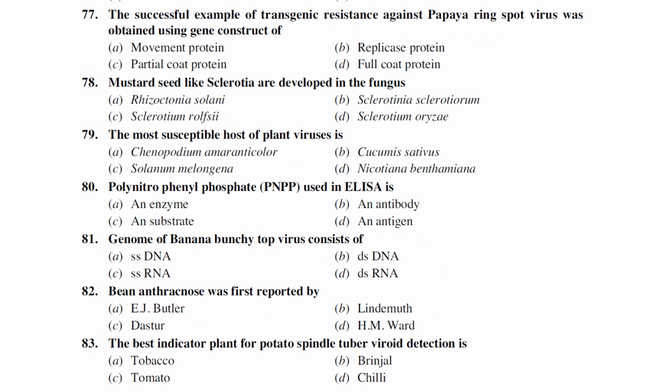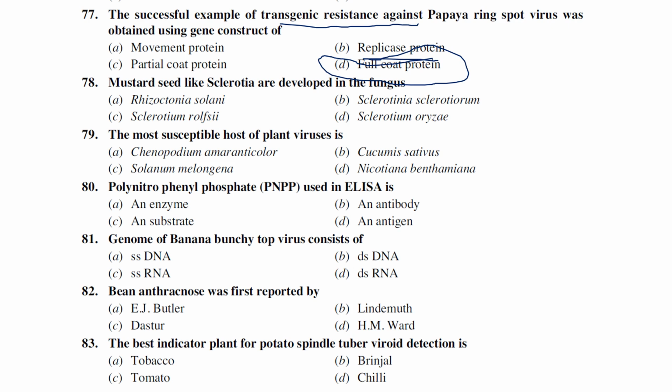The successful example of transgenic resistance against papaya ring spot virus was obtained using which genetic construct? Movement protein, replicase protein, or coat protein. So this resistance was all created by coat protein mediated resistance. By using coat protein only, papaya ring spot virus was managed.